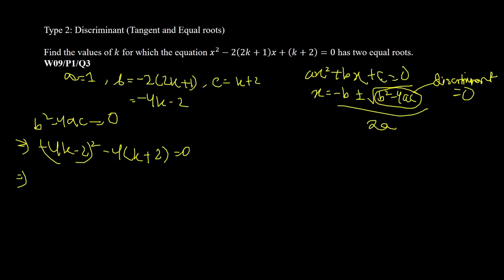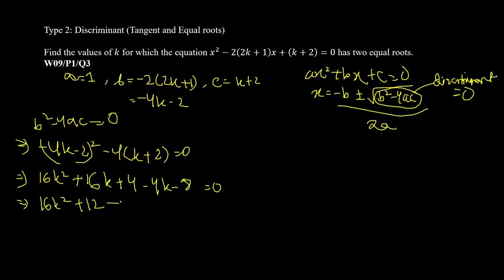I'll explain that formula separately in another video, which is your completing square stuff. But this is actually quite important for a question upcoming. But a square, so 16k square plus 2ab, 4 times 4, 16k, plus 2 square, which is 4, minus 4k minus 8 equal to 0. Then we have 16k square plus 12k minus 4 equal to 0.